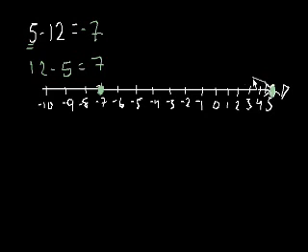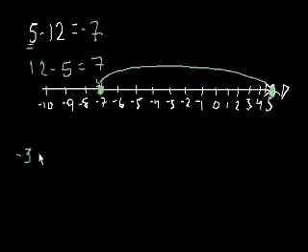We just said 5 minus 12 is equal to minus 7. Let's do another one. What if it was negative 3 plus 5 equals what? Well, let's use the same number line. Let's go to negative 3 plus 5. We're going to go to the right 5: 1, 2, 3, 4, 5. It's 2.